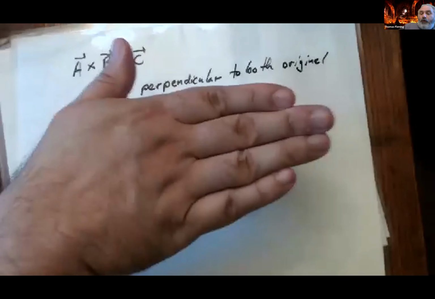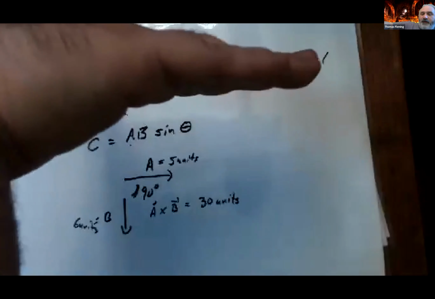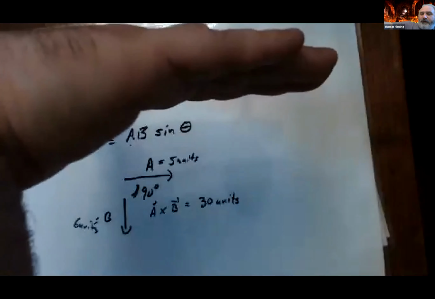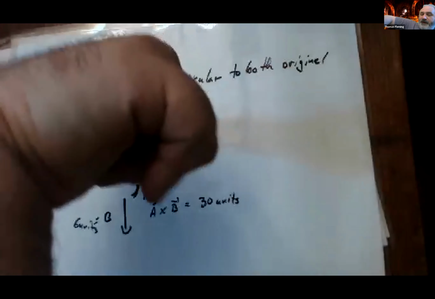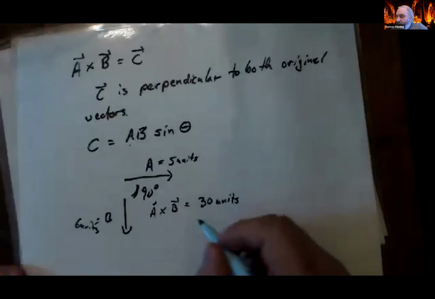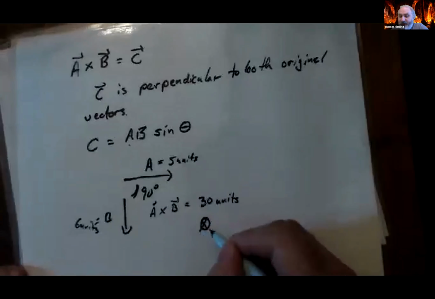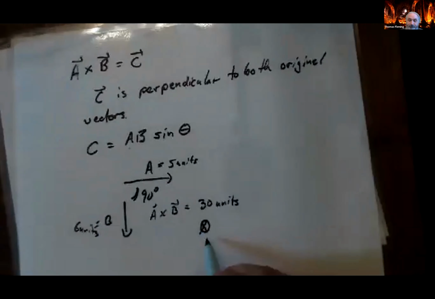So what I've got to do is rotate my hand. My fingers are still pointing in the required direction. And now I'm going to bend my fingers, not my wrist, towards B. Now, when I do that, my thumb is pointing into the page, which tells me that A cross B is 30 units into the page. And again, the way we denote a vector that's into the page is imagine an arrow flying away from your face. You would draw little tail feathers at the back end of the arrow going away from you. So that means into the page.